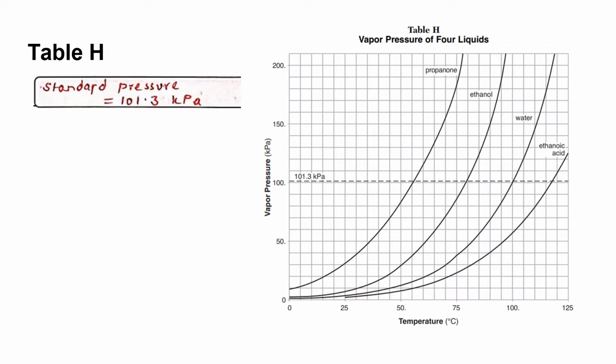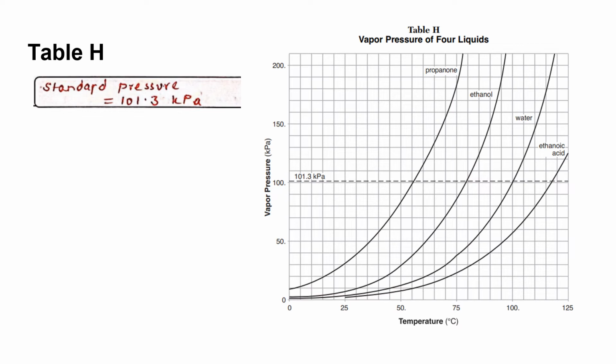So that pressure is 101.3 kilopascal, which means in order for the liquid to boil at this temperature, we don't need to change any conditions or exert any external pressure. So if you look at water at 101.3 kilopascal, the temperature that you see for water is 100 degrees Celsius, which is the normal boiling point of water.